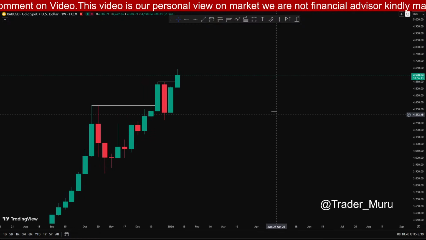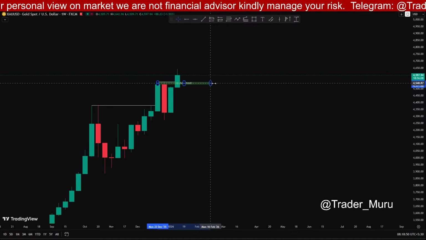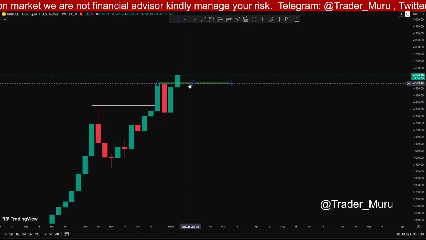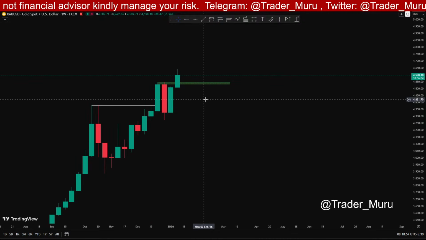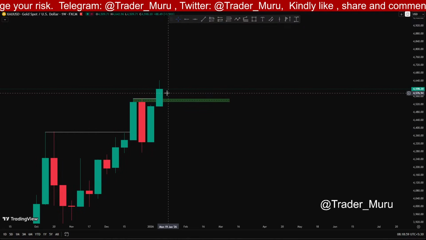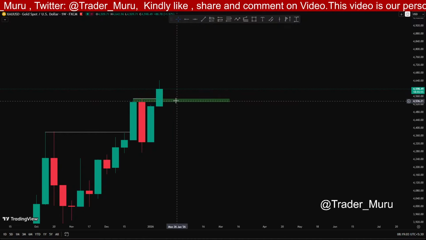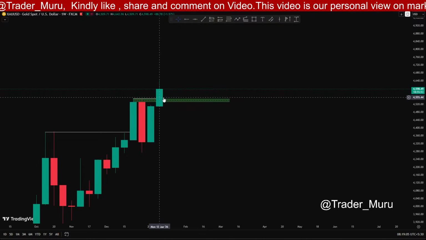And as we can see, we have this zone as our priority now. After testing this zone, we will be expecting a buy. It is possible that gold closes a candle here, then on the next candle it pumps directly without testing here and creates an FVG here.